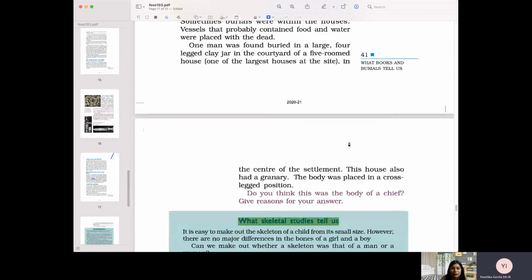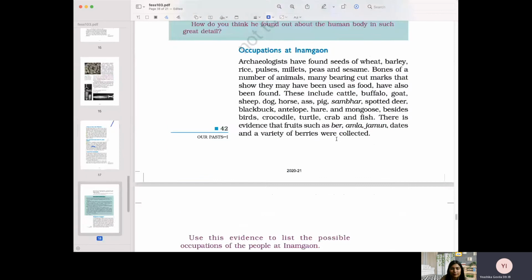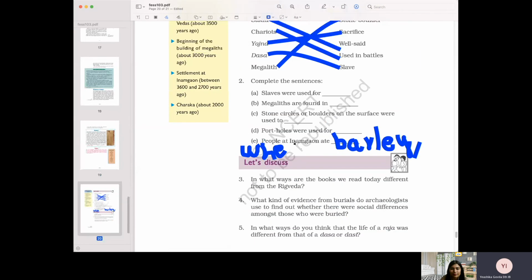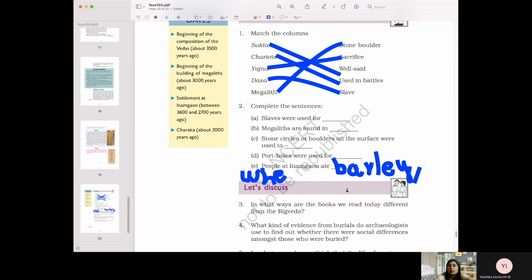So next, what do we have? Wheat, barley, millet, pulses. People at Anamga ate barley, wheat, pulses, millet, then non-veg like crocodile, sambar, deer. Yes. Also, you can write about fruits, berries, jamun, amla, ripe ber, etc.